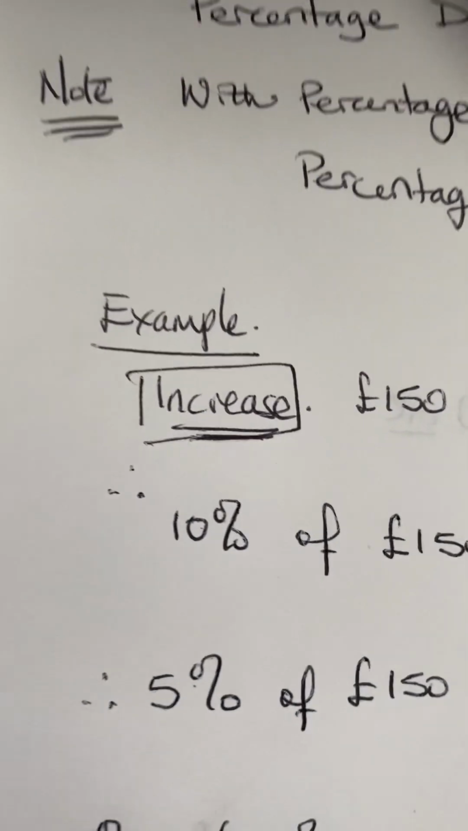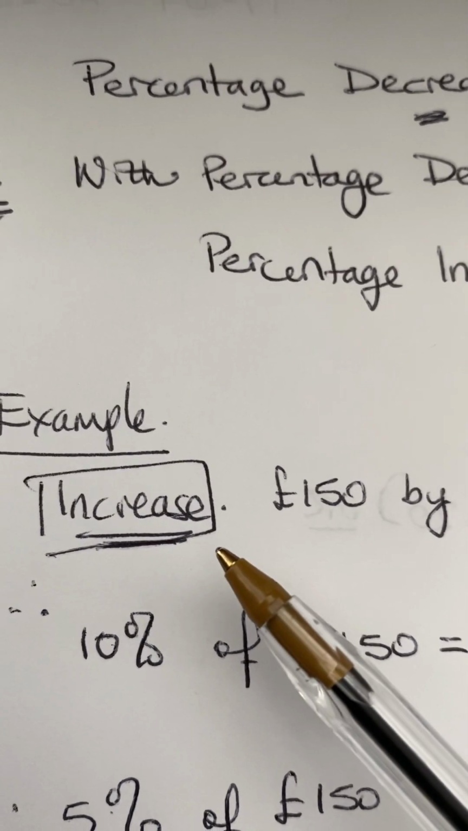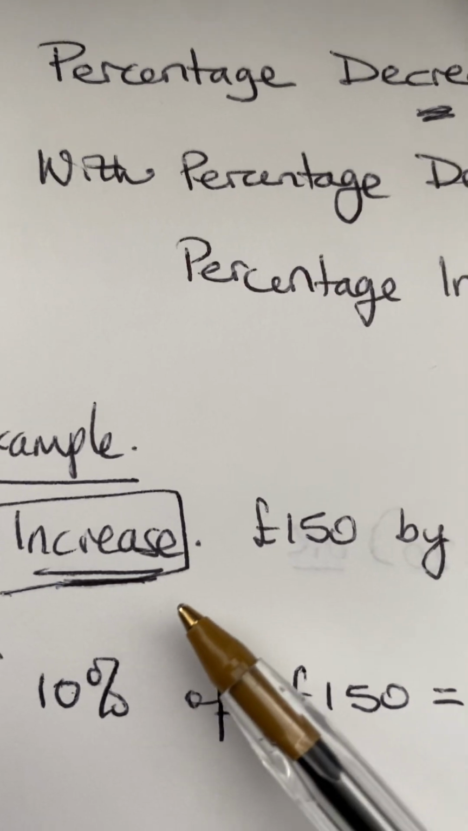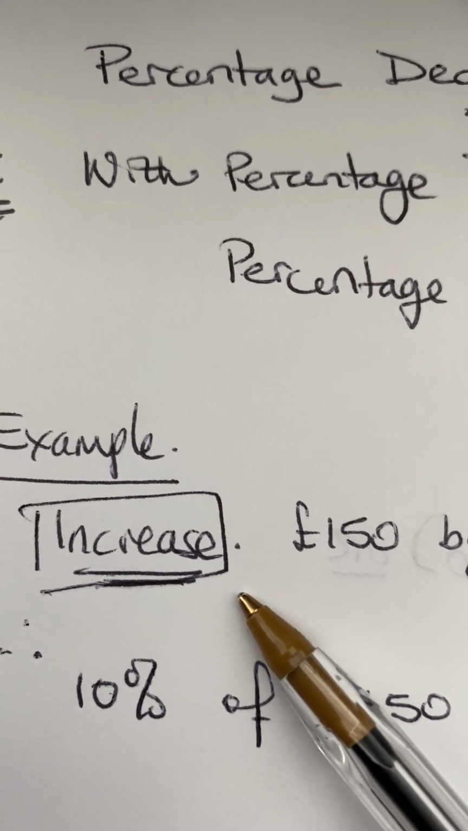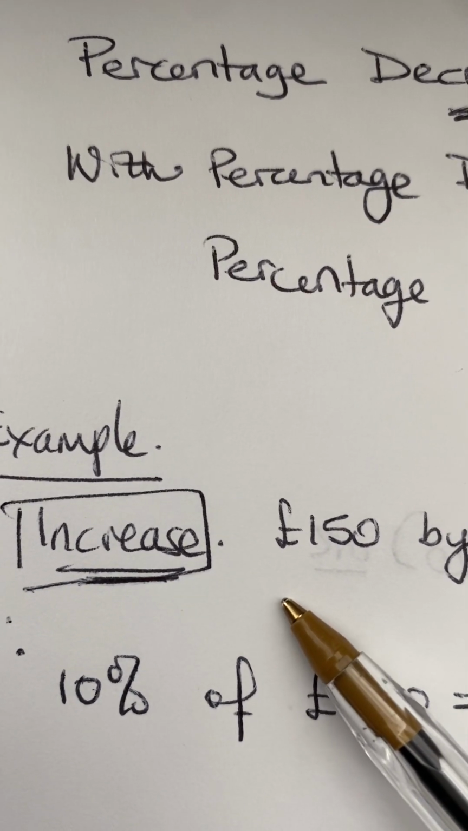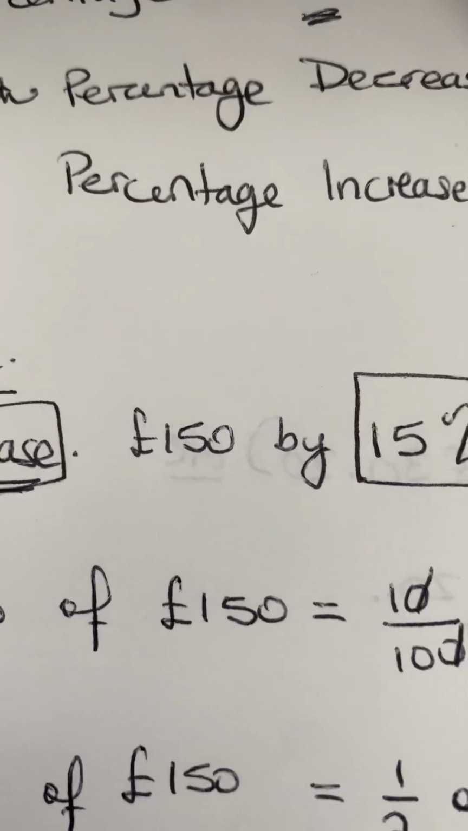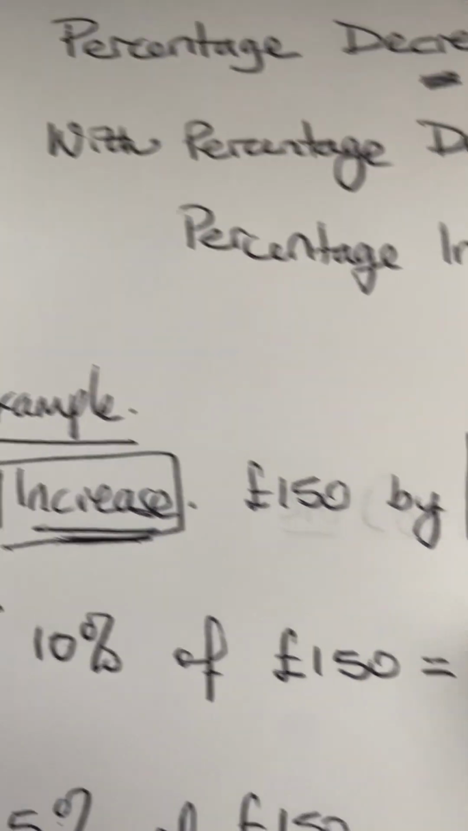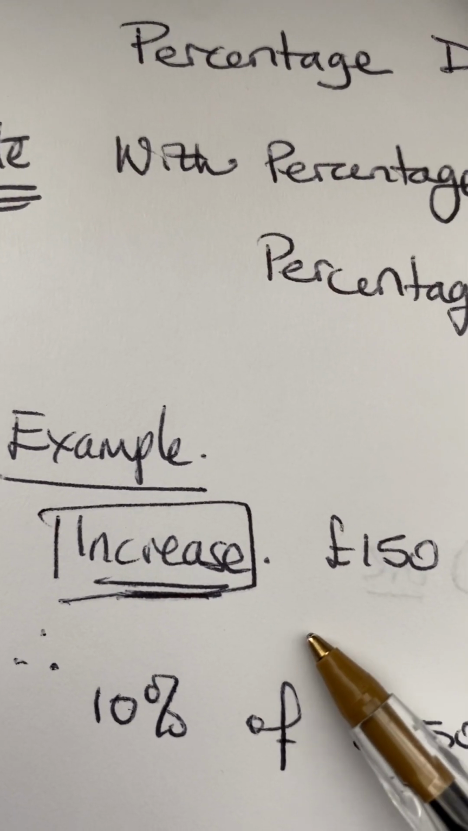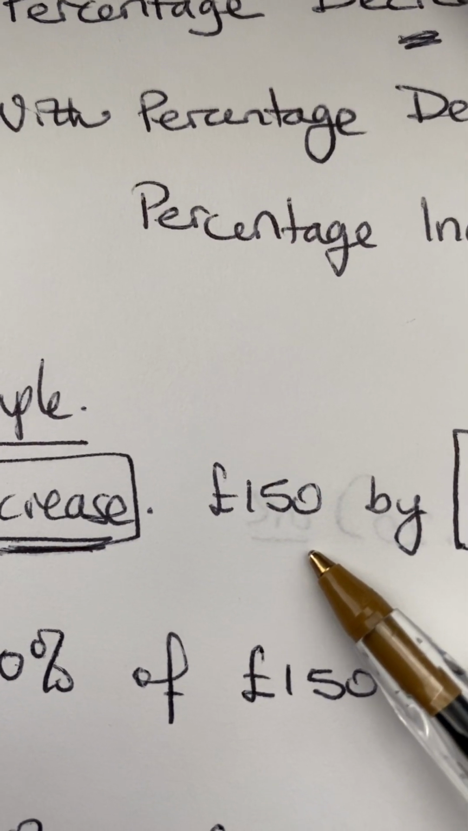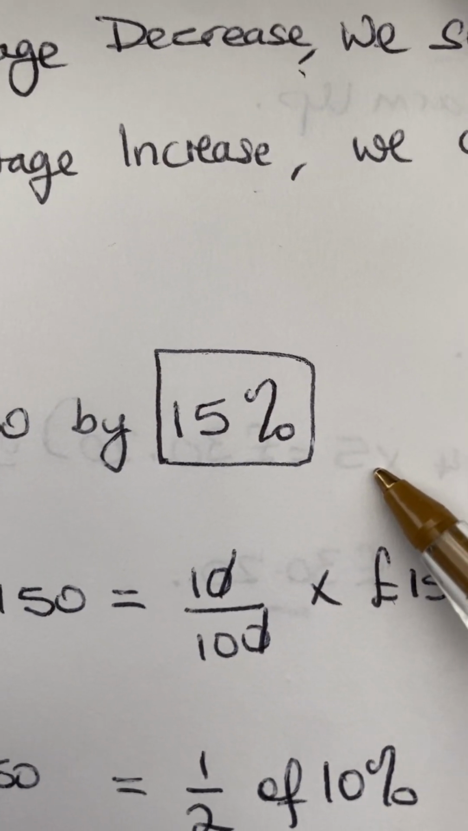So for instance, let's look at this example. Find the percentage increase of 150 by 15%. Okay, so they want you to increase 150 pounds by 15%.